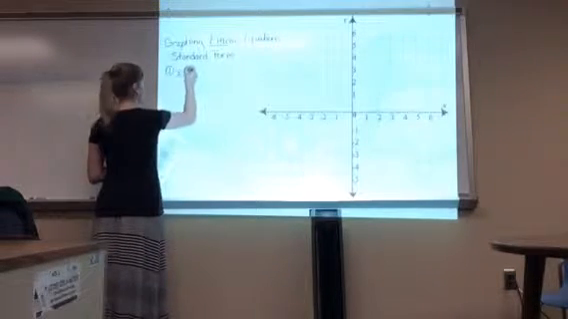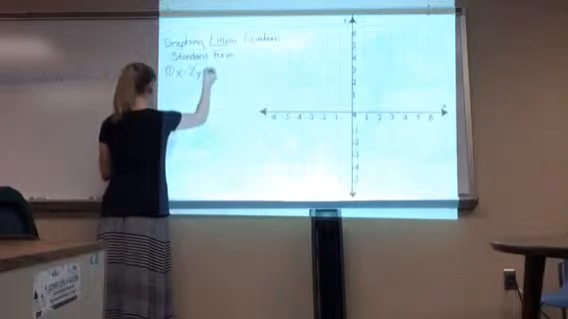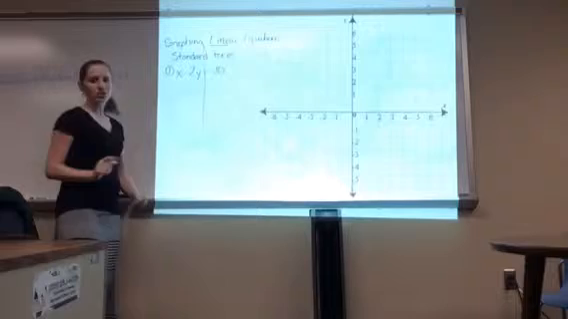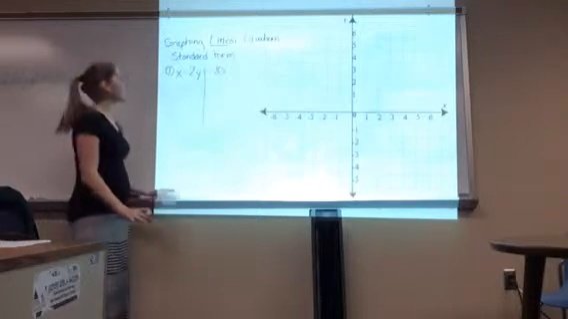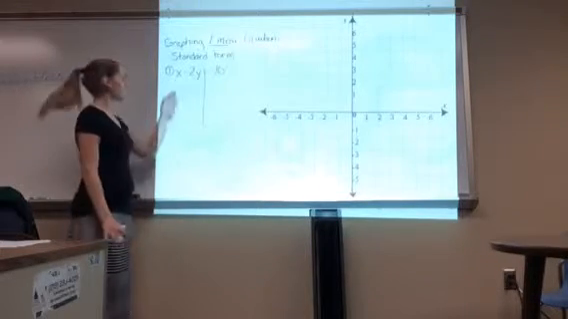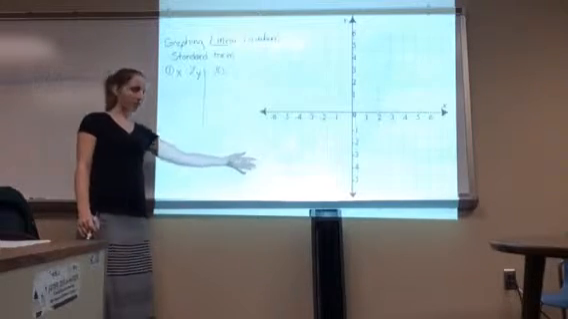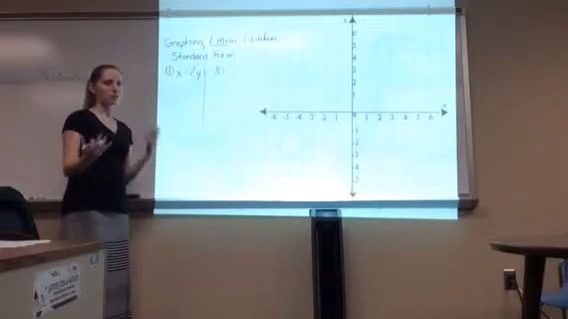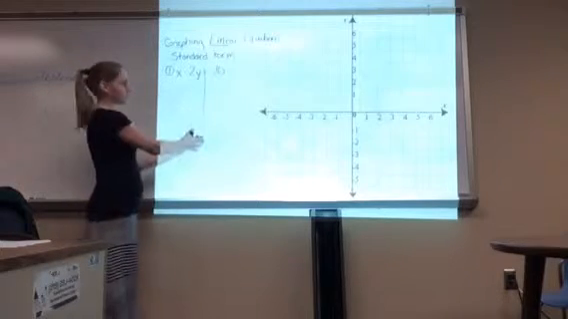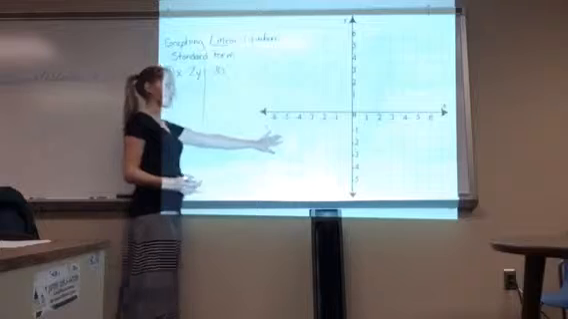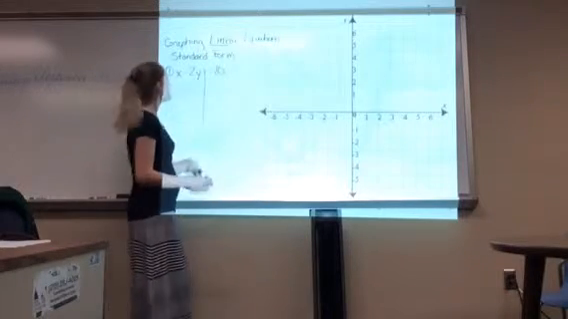Our equation is x minus 2y equals negative 10. Because this equation is not in slope-intercept form, I have to solve it for y, put it in slope-intercept form, and then I'll be able to graph it. Okay, so we're applying two things that we've learned to one problem. Solving it for y, putting it in slope-intercept form, and then what we learned in our last lesson, graphing.